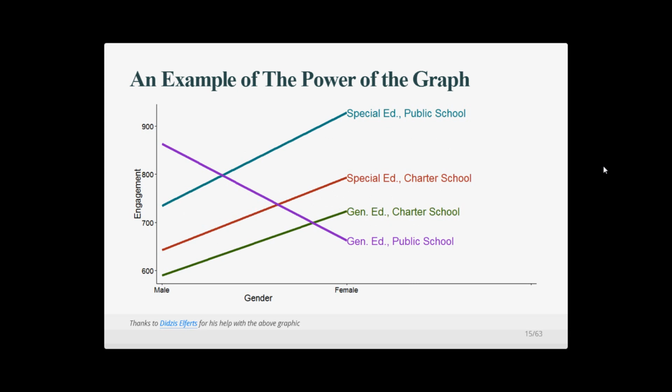We see that for all populations of students, it doesn't matter if it's gen ed, special ed, charter school, public school, we see an increase in engagement from males to females. The one exception is in general education students in public schools. We see females have a decreased engagement level. This is interesting, and it's really not visible or available upon first inspection if we're looking at just the table format. However, when we see it visually, this pattern comes to light very easily.